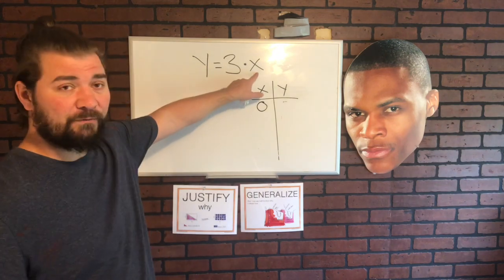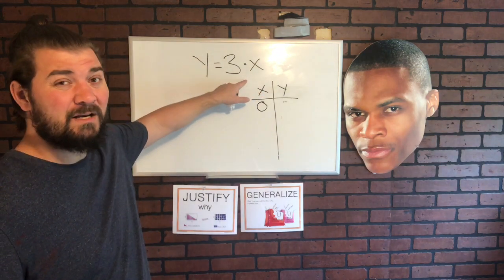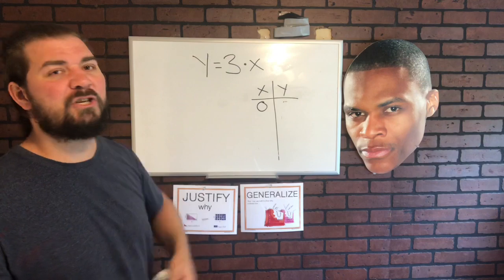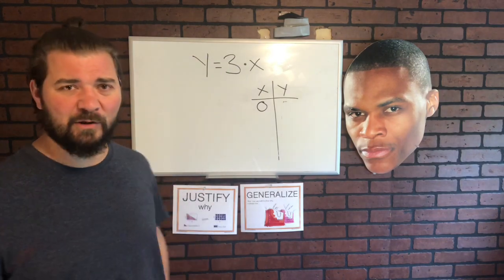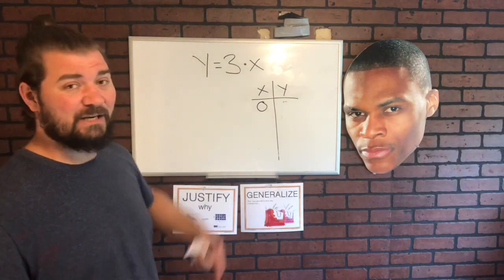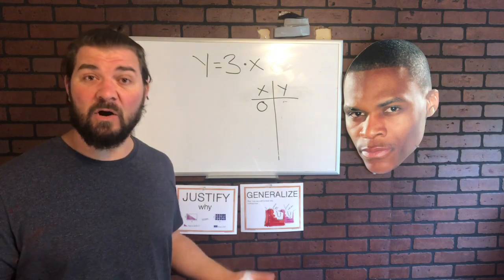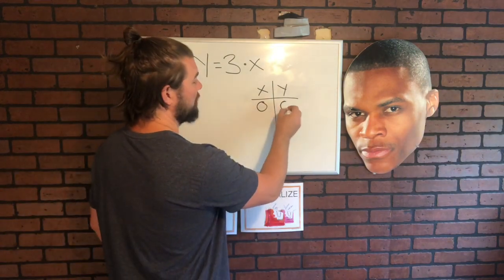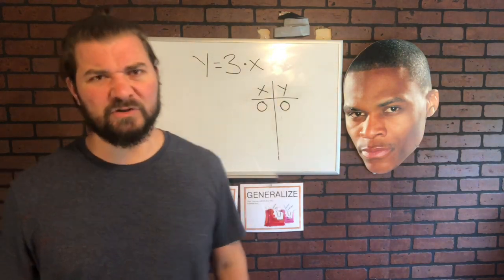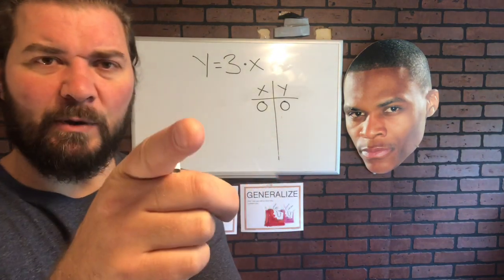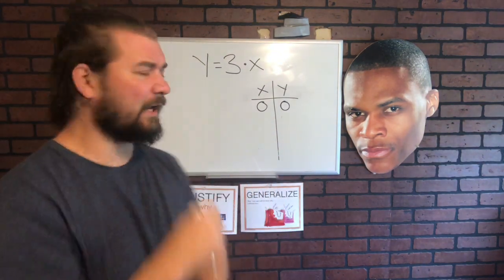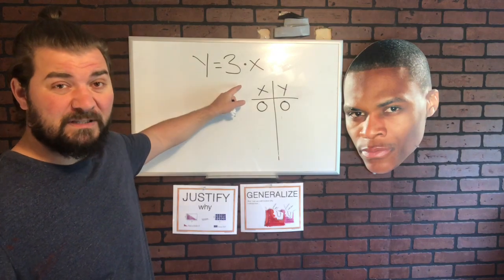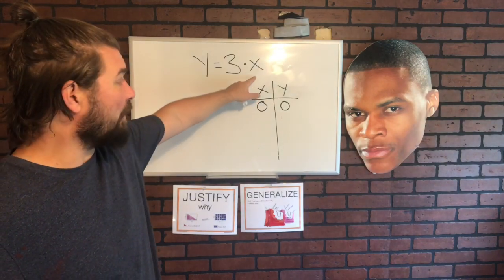When I put 0 in for x, I have 0 times what? 3. Yeah, you should be saying this out loud as we go along. 0 times 3 equals what? 0. When x is 0, y is also 0. Let's go with 1. Well, let's put 1 in there. I want you on a piece of paper to be doing this, guys. I put a 1 in.